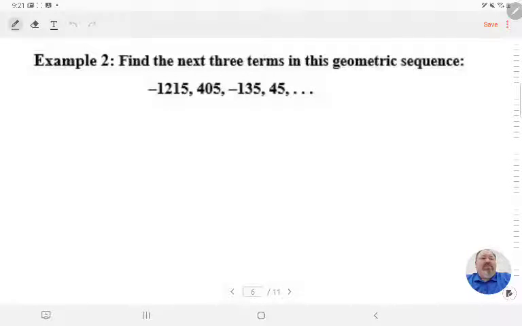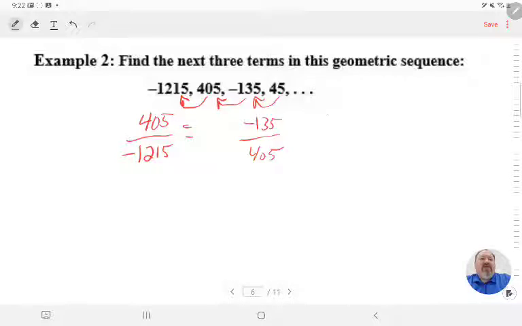So find the next three terms of the geometric sequence, okay? So we're going to do it just like the first one. The first thing we're going to do is find our common ratio. So we would have 405 over 1,215. We would have negative 135 over 405.